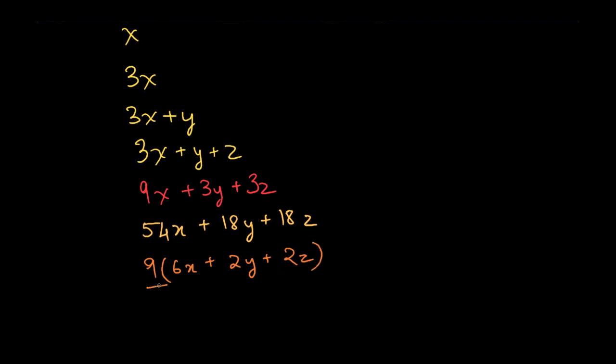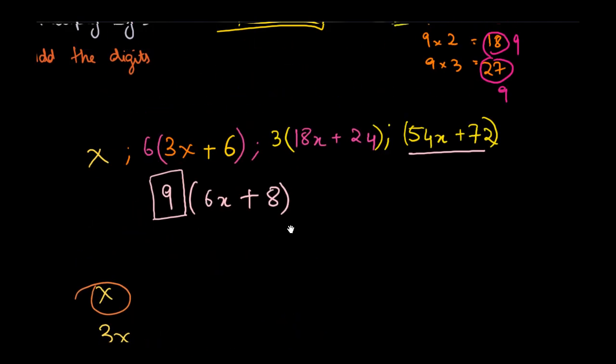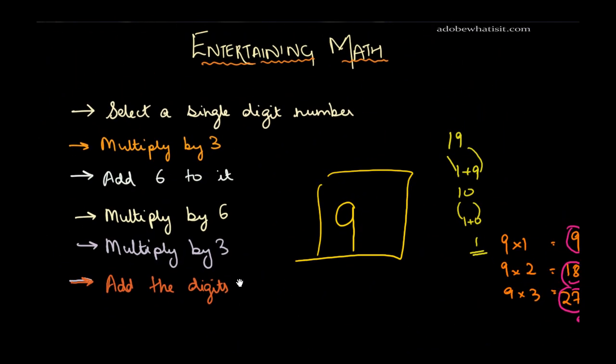The number they have is guaranteed to be a multiple of 9, and no matter what they add here, or even what they select at the beginning, they ought to have a multiple of 9, and hence their digits should add up to 9. Hope you enjoyed this trick, and I hope that I didn't make any mistake this time.